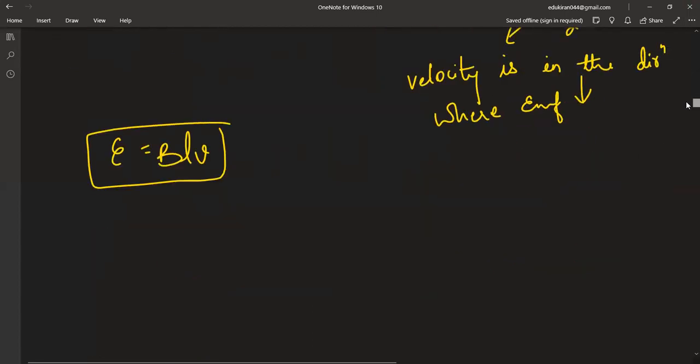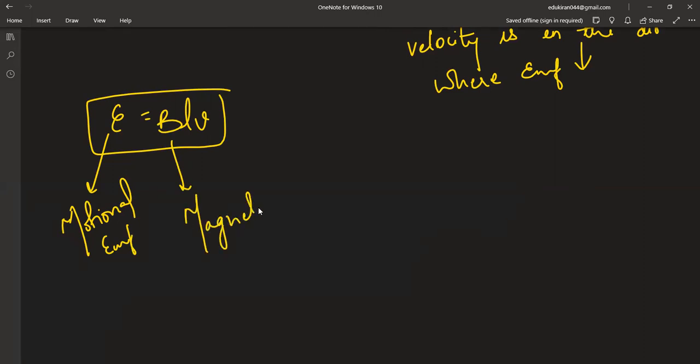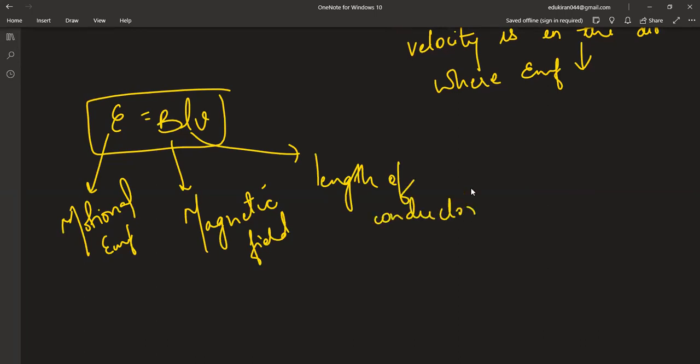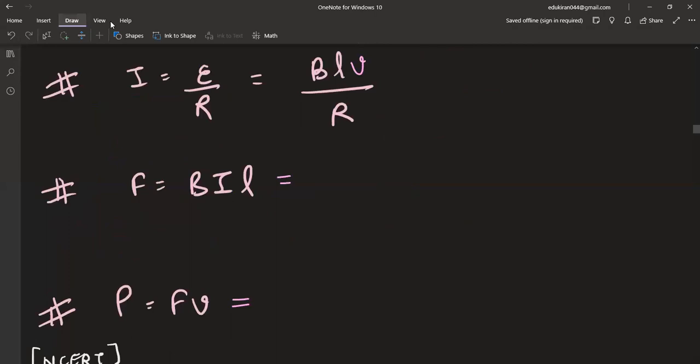So what are all the variables which are mentioned? E is the motional EMF. B is the magnetic field. L is the length of conductor. V is the velocity of conductor.